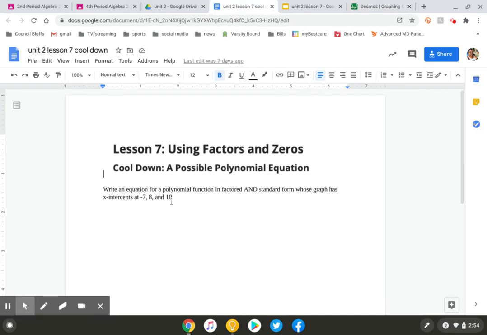Your cooldown tonight is just going to be one example, just like we did, just a couple, just different numbers.